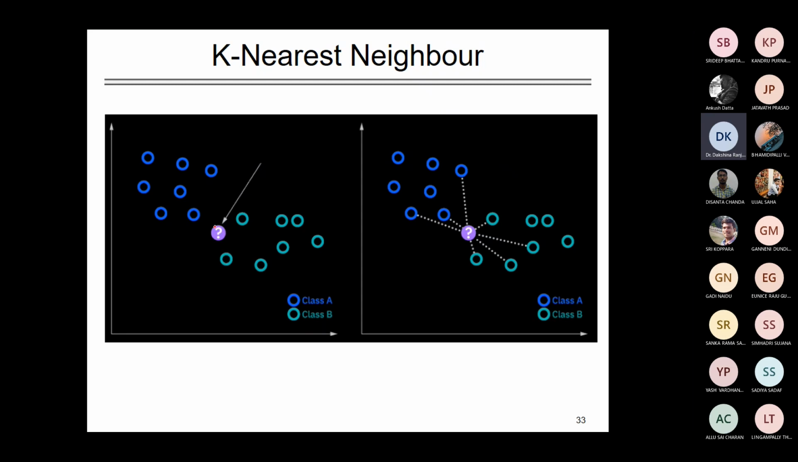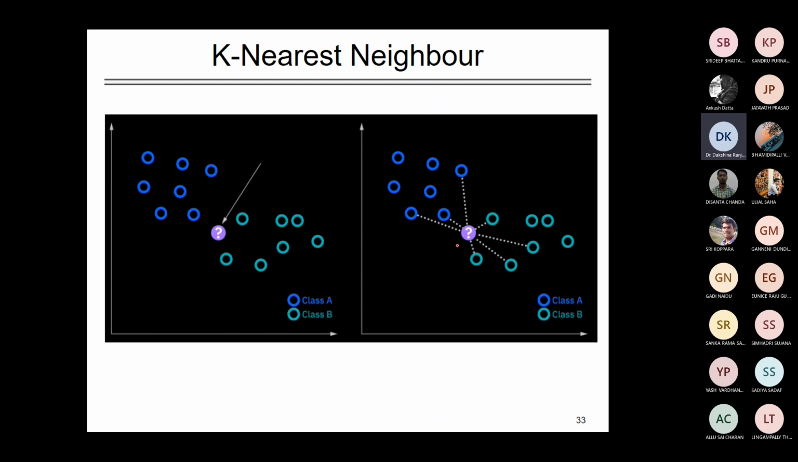Now here we have been provided a query point. The query point is marked with a question mark. So this is the query point. Now you have to determine the class label of this query point. Either this query point belongs to class A or class B.